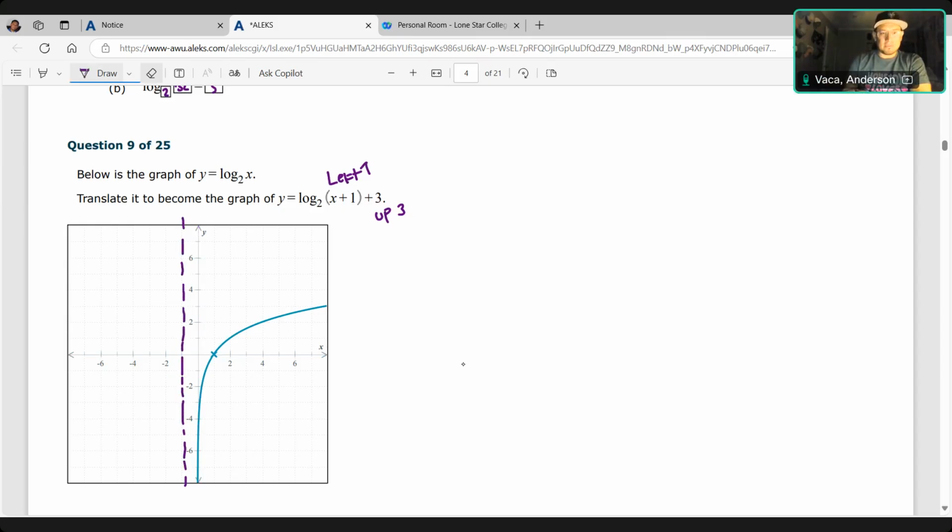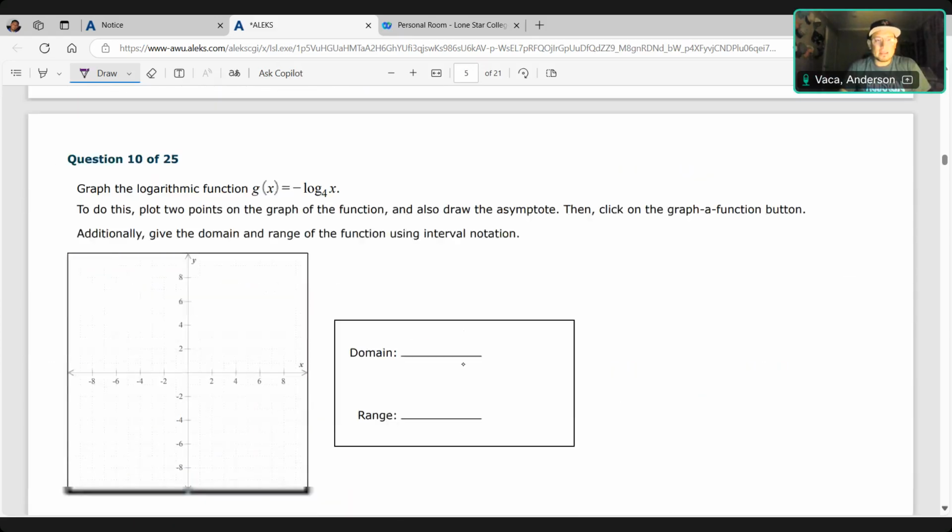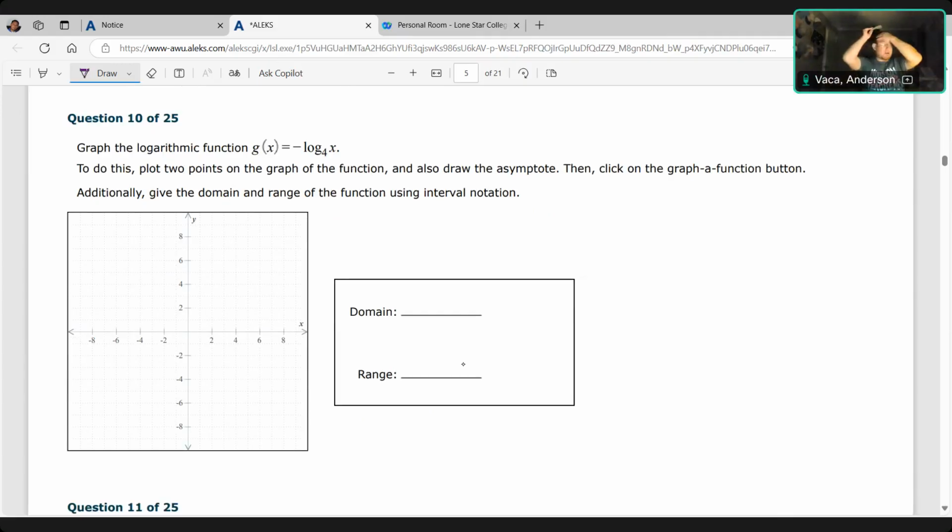And then what else did we do? We went up 3. So left 1, up 3. So basically we got something that looks like this. Not bad at all. Not bad at all. Let's keep going. I had a feeling that they were going to want us to graph it.